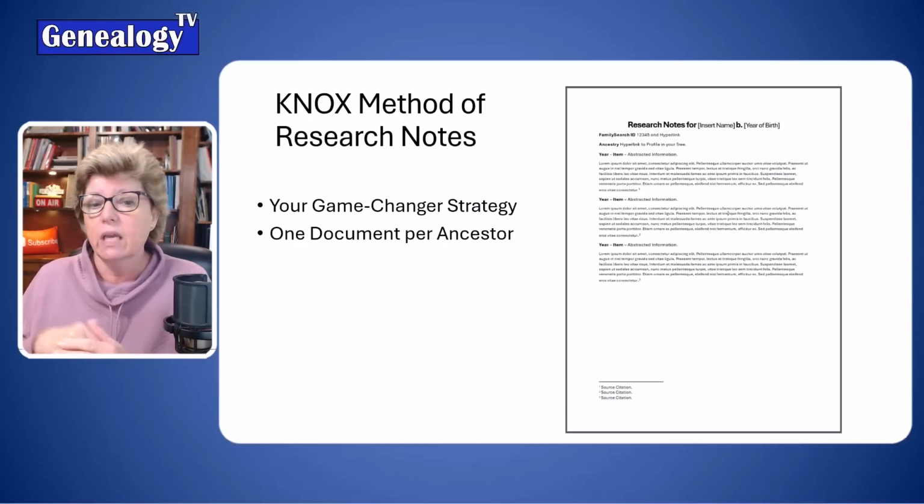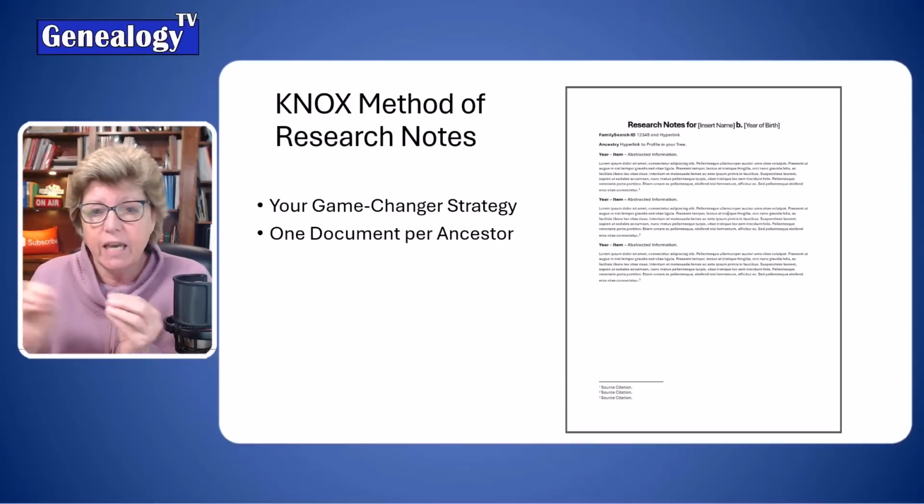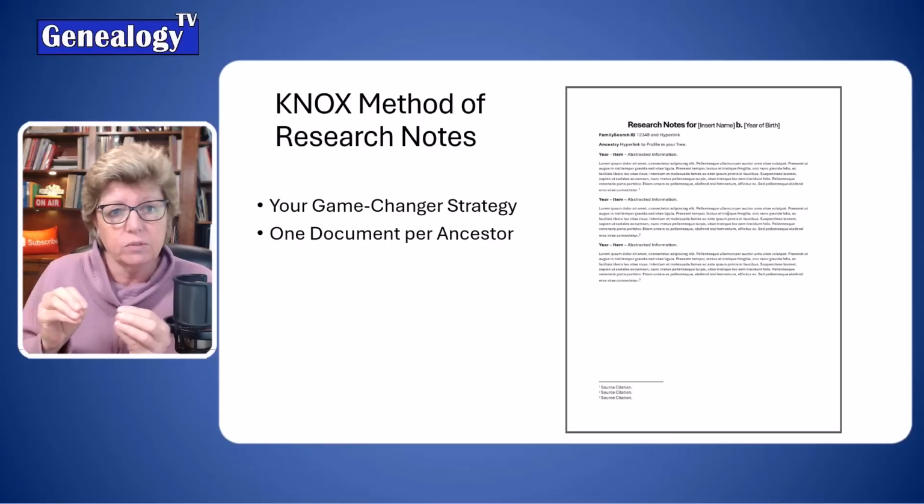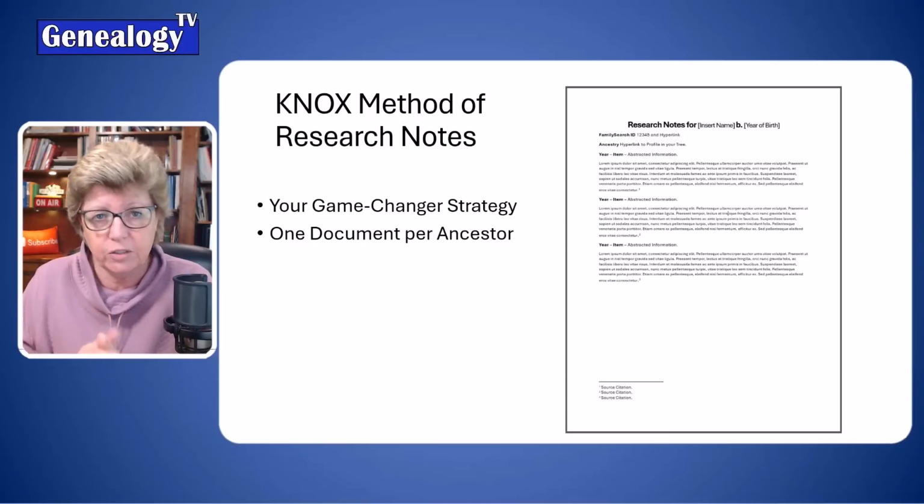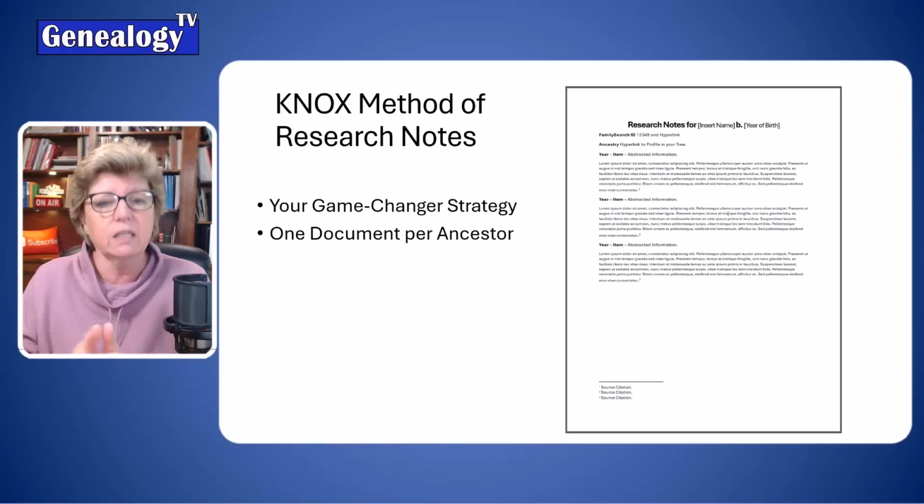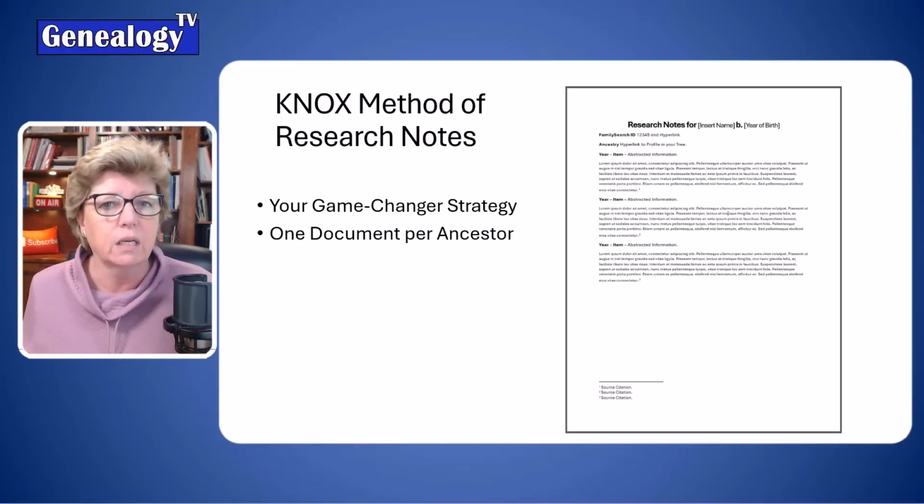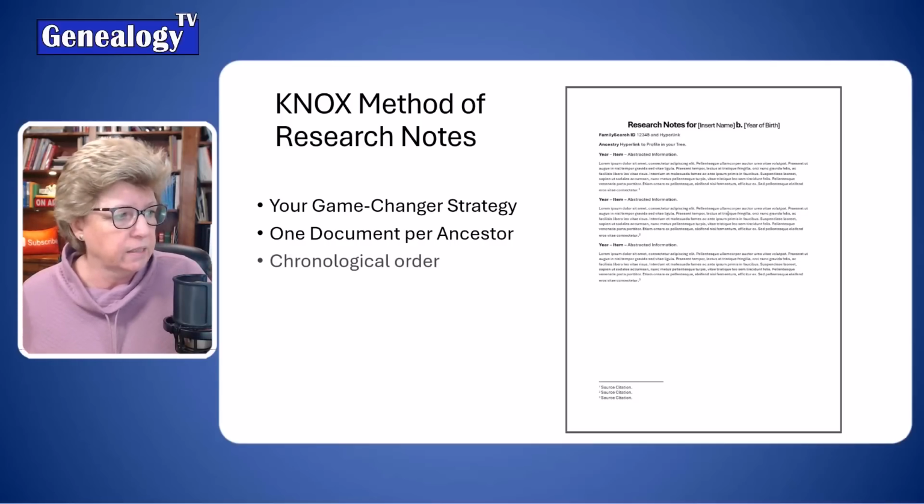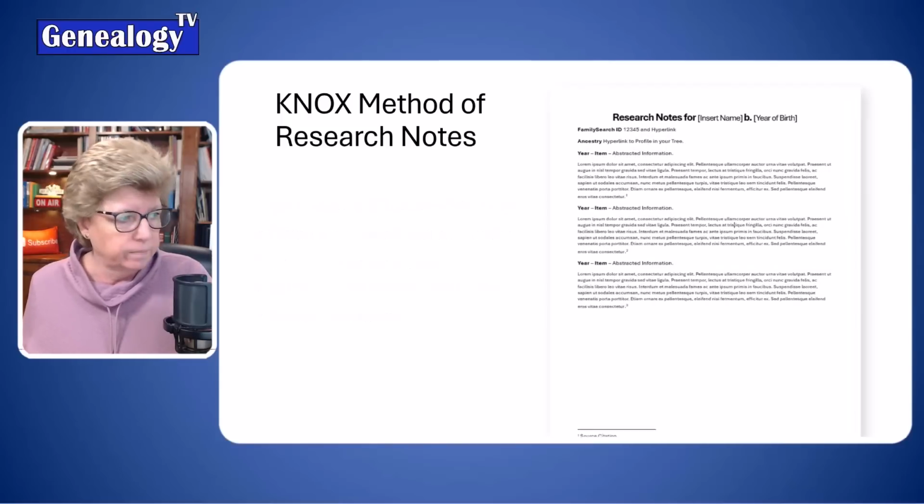Why? Because he and she had lives before and after they were married. So somebody's usually going to die first, and so there's a life after the spouse dies. And they were children growing up in their parents' households, most likely. And so we want to keep track of all those records separately. So typically one document per ancestor in chronological order.